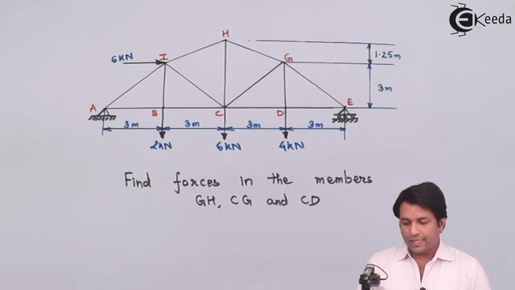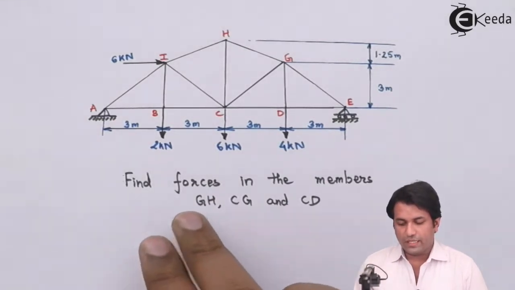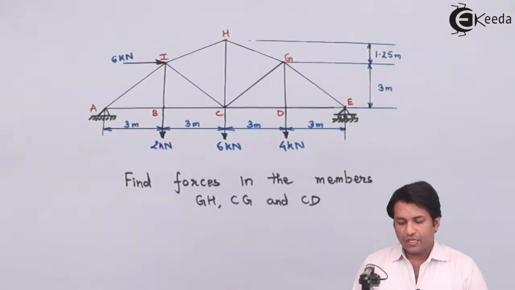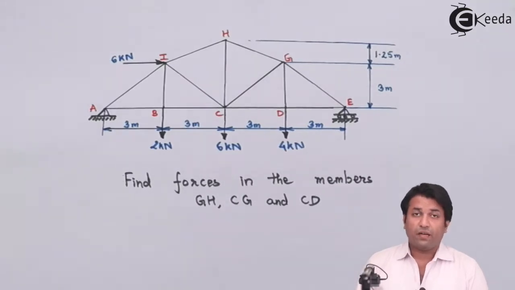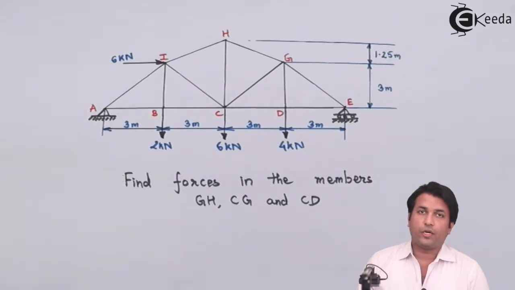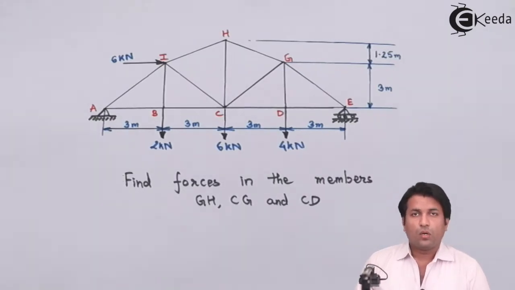Now, I'll show you this example wherein, if you can see, I've written find forces in the members GH, CG and CD. There are around 10 to 12 members in this truss. But if I am concentrating on only a few members, then how to go about? If I go with the method of joints, it is going to be time consuming. So the other method wherein I can find out the forces in the selected members, for that case I need to use method of sections.